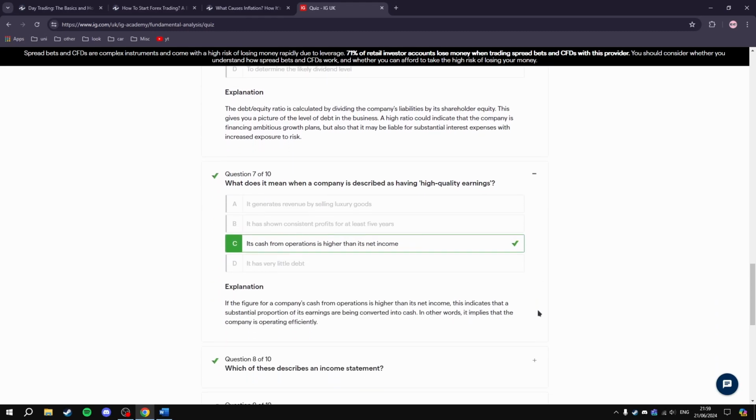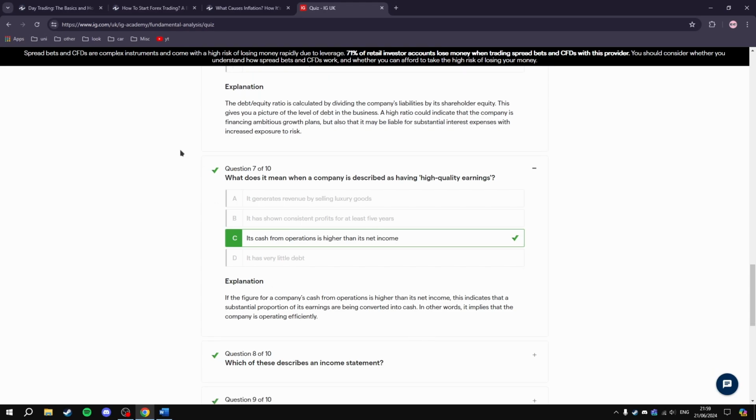So, if the figure for a company's cash from operations is higher than its net income, this indicates a substantial proportion of its earnings are being converted into cash. In other words, it implies that the company is operating efficiently.